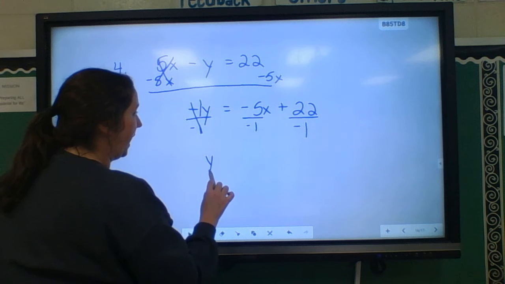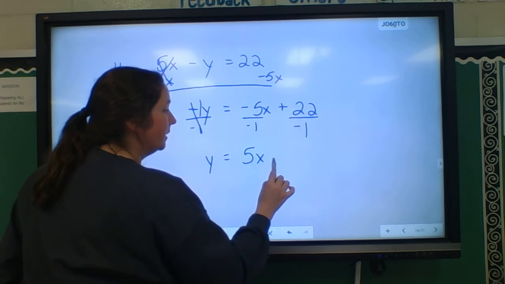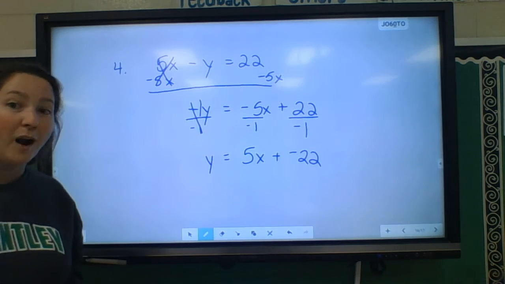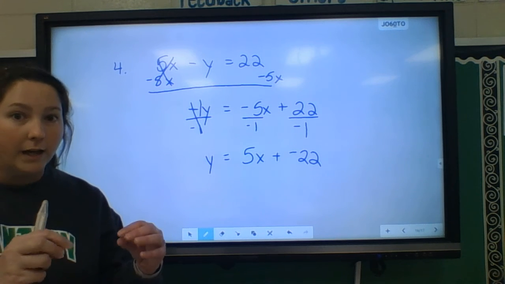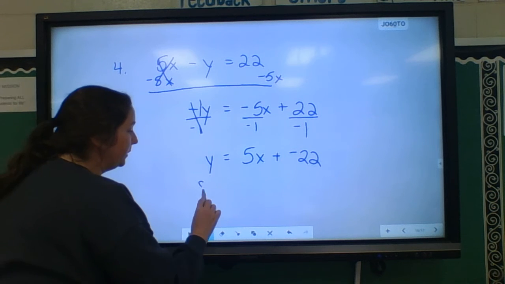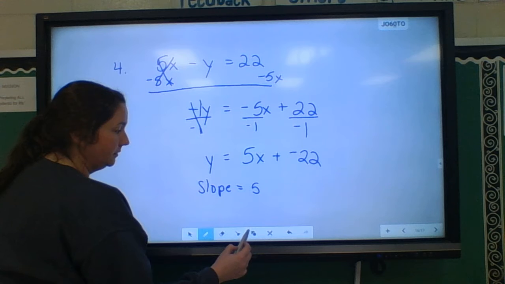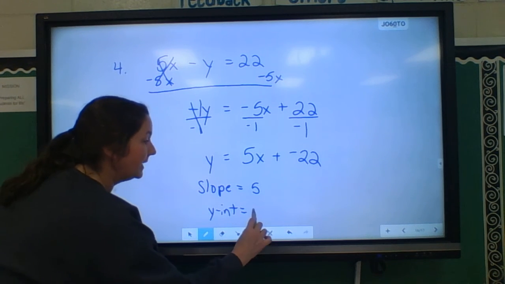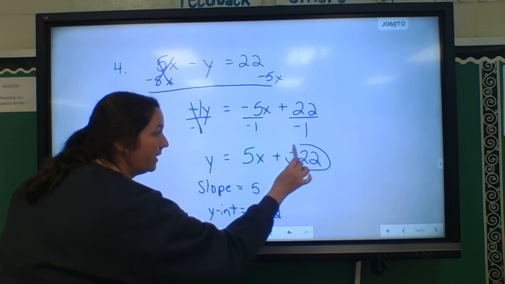So we have y equals positive 5x and a negative 22. Remember, our whole process here is to find out what is the slope and what is the y-intercept. So our slope is 5. And our y-intercept is negative 22 because it's a negative 22 there.